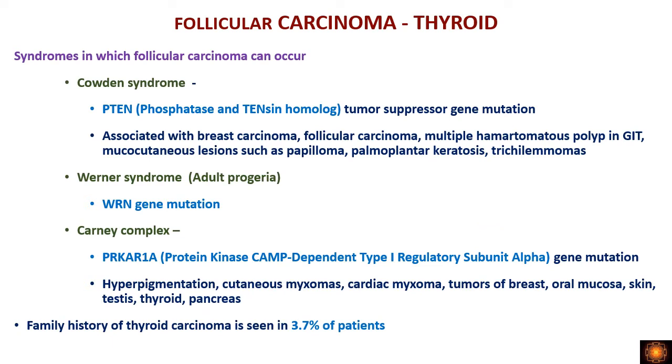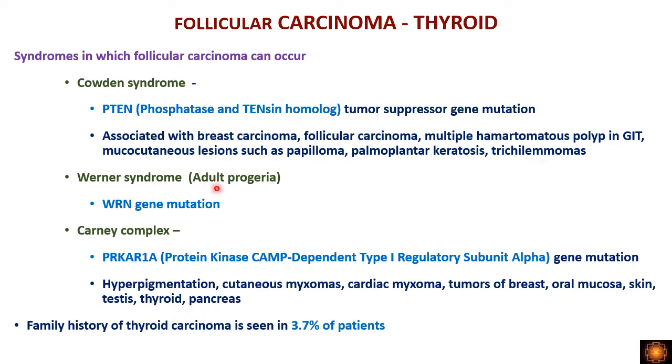Now there are certain syndromes also which are associated with follicular carcinomas. In that we have three main syndromes: Cowden syndrome, Werner syndrome, and the Carney complex. In Cowden syndrome we have PTEN tumor suppressor gene mutations. In this syndrome the patient, along with follicular carcinomas, can develop breast carcinomas, multiple hamartomatous polyps in the GIT, and mucocutaneous lesions such as papillomas, palmoplantar keratosis, and trichilemmomas.